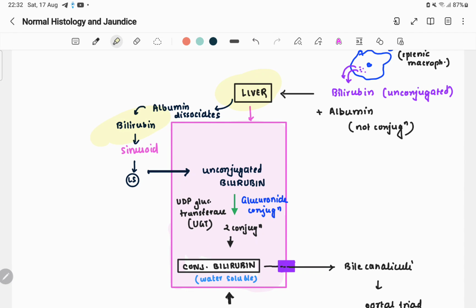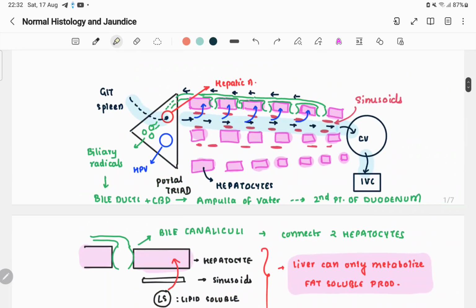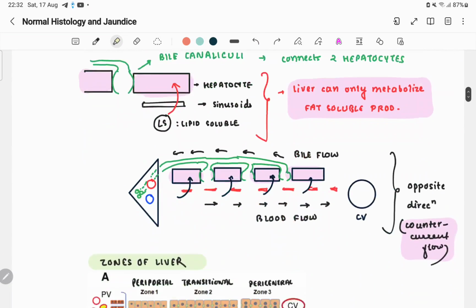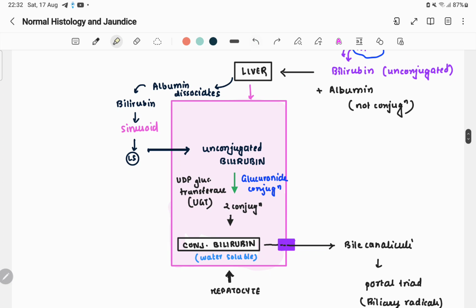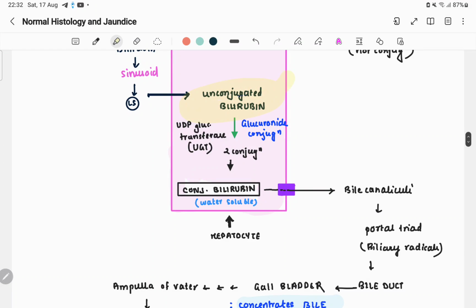This bilirubin moves to the sinusoid, and from the sinusoid, as it is lipid soluble, it can go inside the hepatocyte. This is a hepatocyte cell. So what happens inside the hepatocyte? We have our unconjugated bilirubin coming in. I told you that binding with albumin is not conjugation. This unconjugated bilirubin, in the presence of the enzyme UDP glucuronosyltransferase, that is the UGT enzyme, gets conjugated.